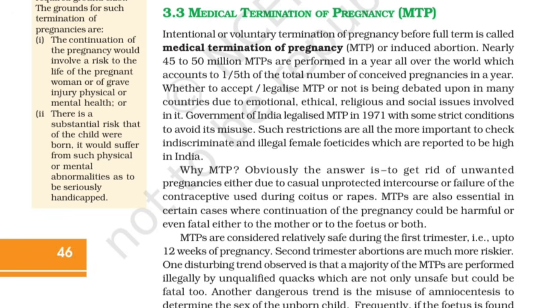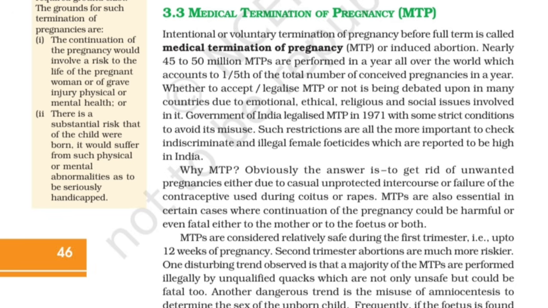Such restrictions are all the more important to check indiscriminate and illegal female feticides, which are reported to be high in India. Why MTP? Obviously, the answer is to get rid of unwanted pregnancies, either due to casual unprotected intercourse, or failure of the contraceptive used during coitus, or rapes. MTPs are also essential in certain cases where continuation of the pregnancy could be harmful or even fatal, either to the mother or to the fetus, or both.